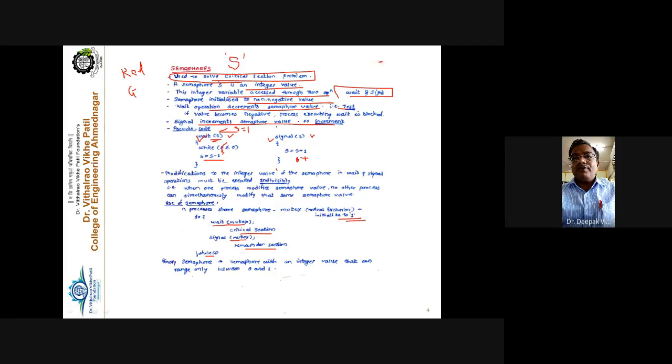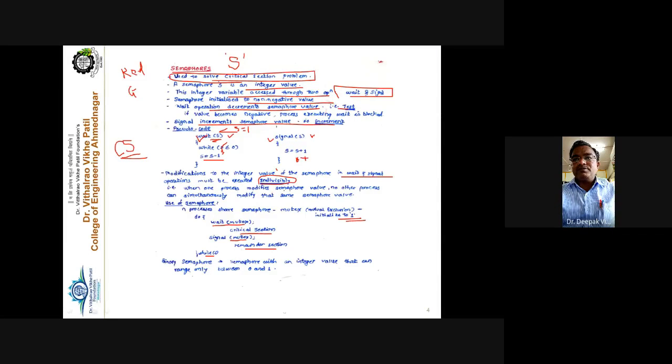And the modification to the integer value of the semaphore in wait and signal must be executed indivisibly, which is also called mutually exclusive. The semaphore is mutually exclusive because we are implementing the critical section. What we are doing here is implementing the critical section practically. We have understood the concept of the critical section, and now we have to see how to implement it practically.